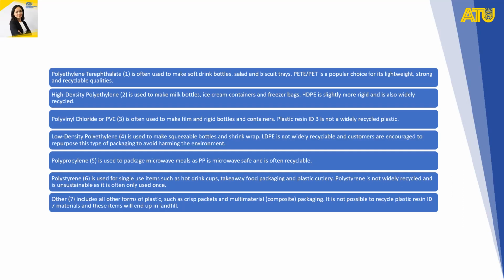Other, number 7, includes all other forms of plastics such as crisp packets and multi-material composite packaging. It is not possible to recycle these materials and these items will end up in landfill.